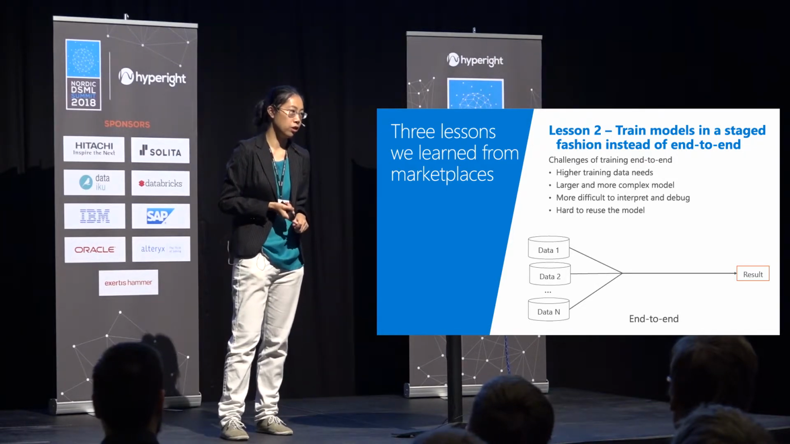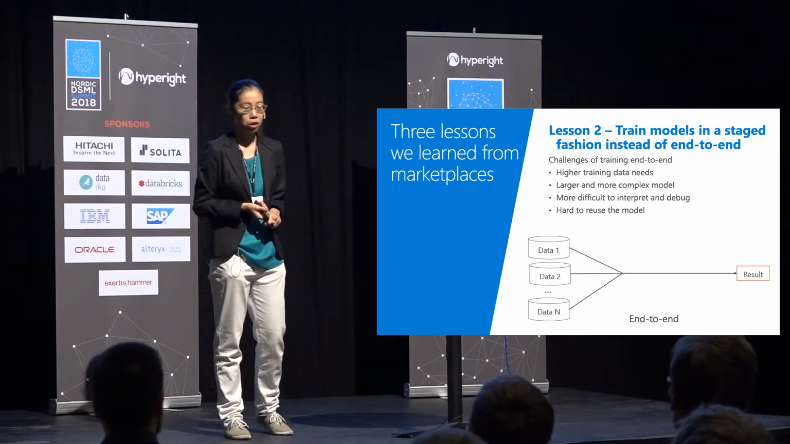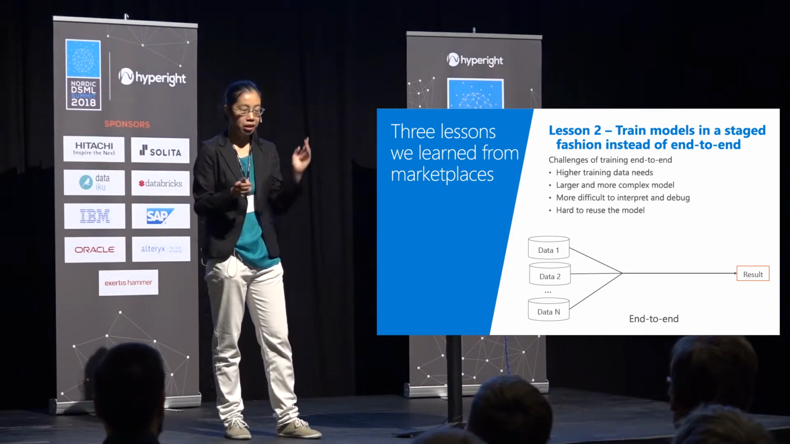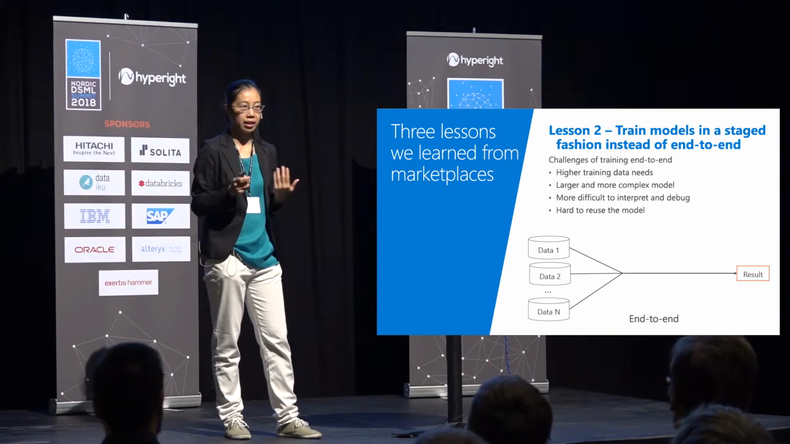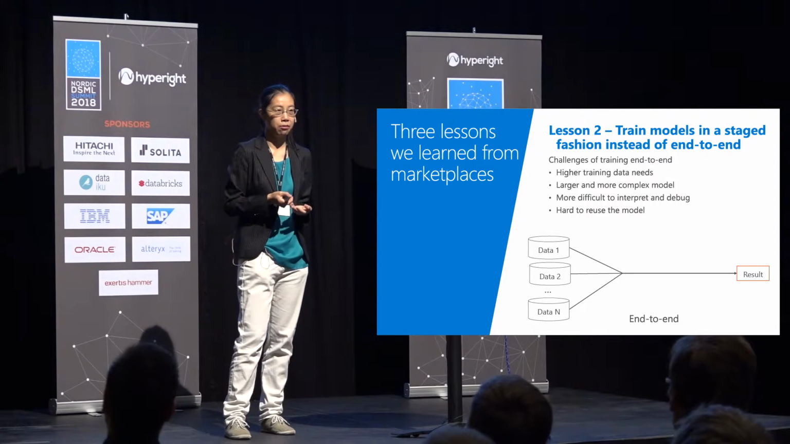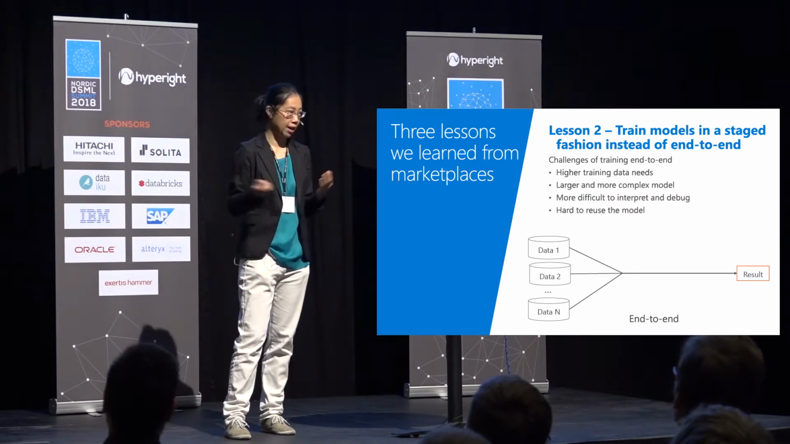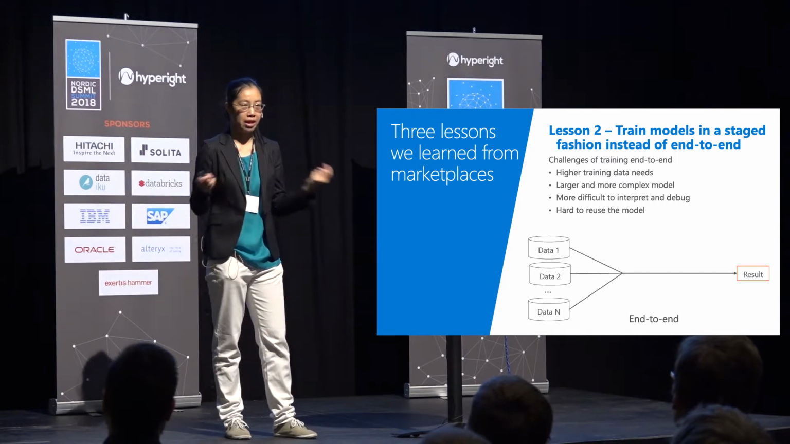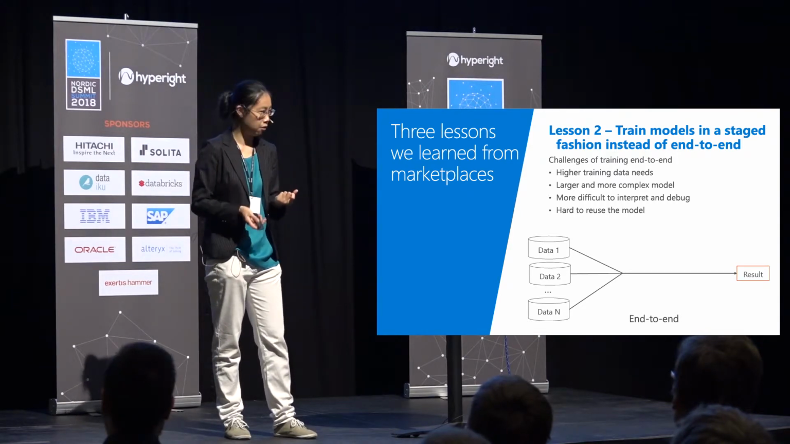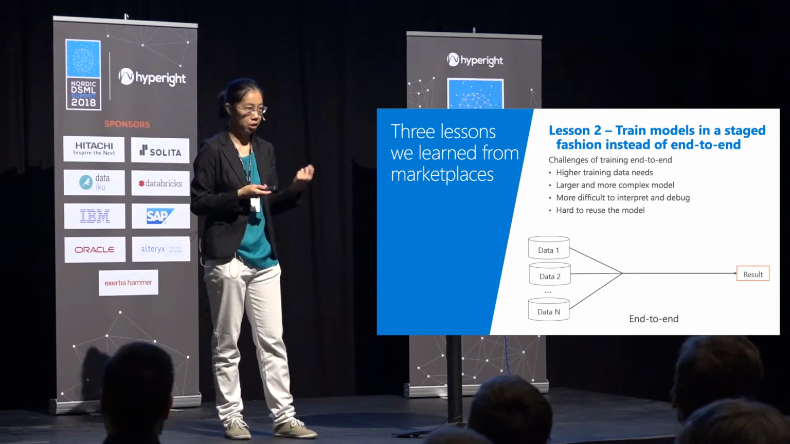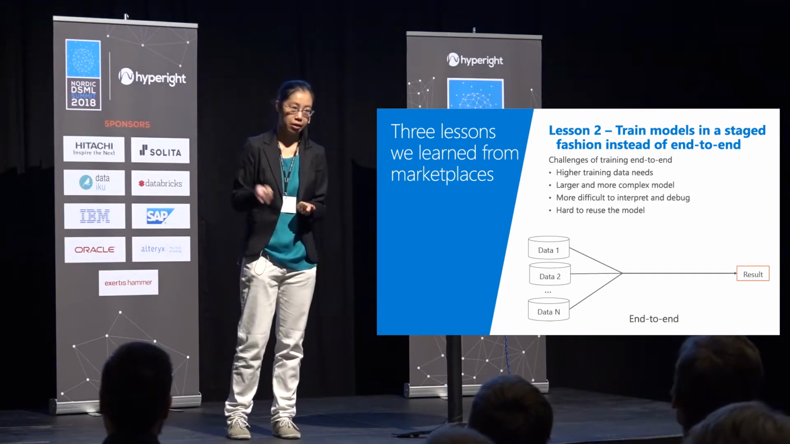It's also more difficult to interpret and debug. If something goes wrong in an end-to-end model, it's difficult to tell which data exactly went wrong. And also, at the end, it's hard to reuse the model. If you say, oh, I have a new scenario where I have data 1 and 2, but not the rest, you can't really reuse this end-to-end trained model. Well, in the former case here, you can actually reuse the model 1 and 2 for data 1 and 2 and just retrain the hybrid model later.